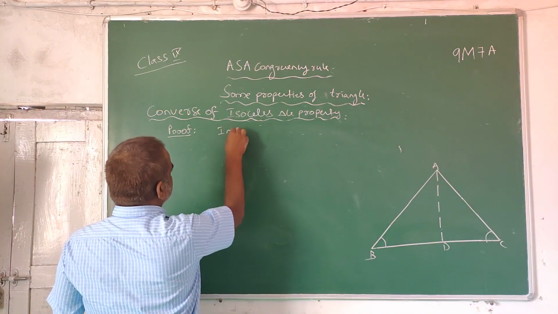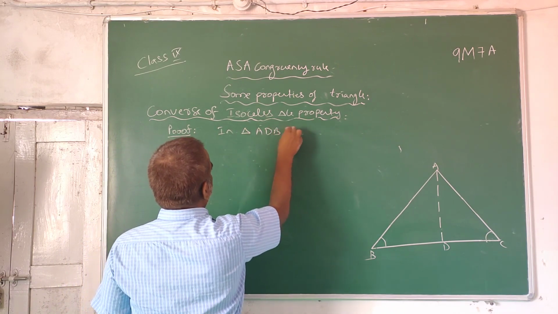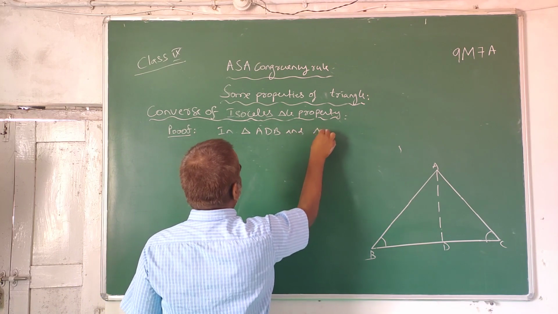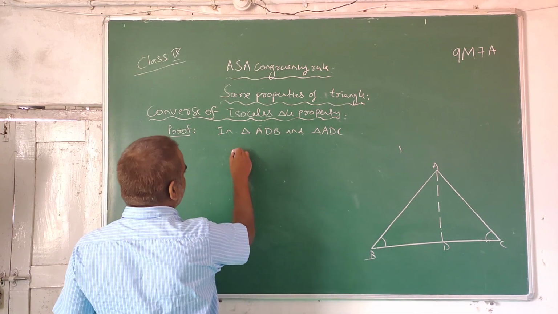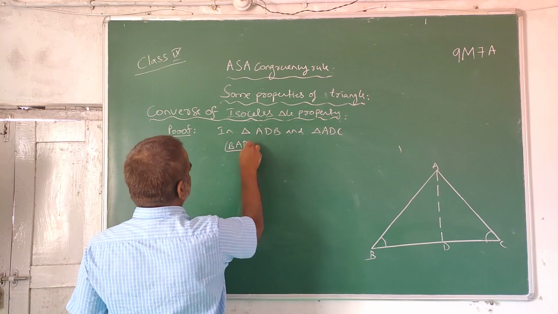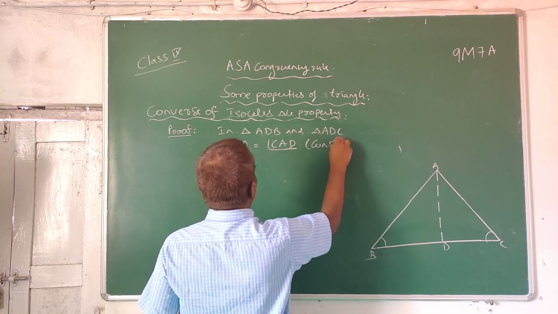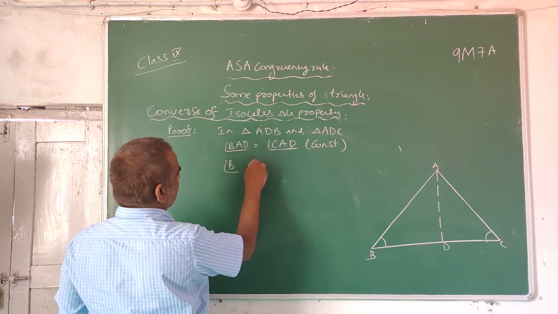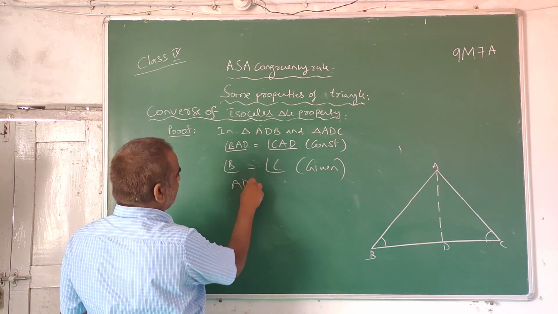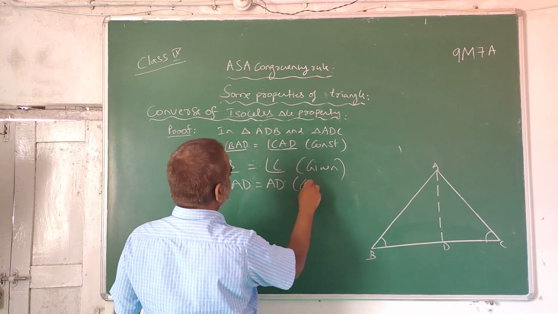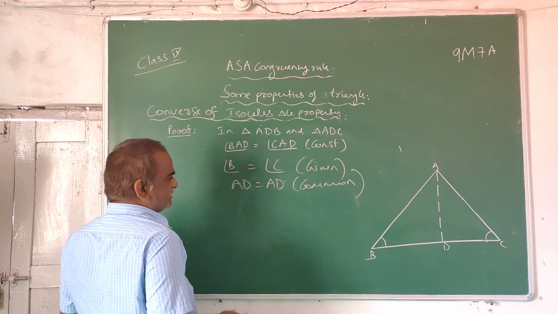In triangle ADB and in triangle ADC, are you following? Angle BAD is equal to angle CAD, it is by construction. Angle B is equal to angle C, it is given. AD is equal to AD, which is common side. Therefore AAS.